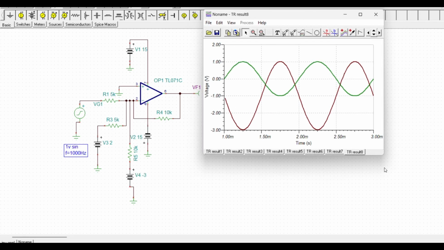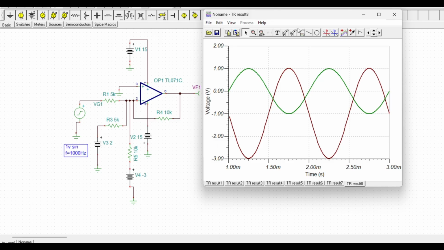This is the waveform we were provided. In this waveform, VF1 is the output and VG1 is the input. VF1 is the red waveform. The offset is -1. That means the waveform starts from -1. The amplitude is 2. That means 1, 1. That means 2, -3, the maximum peak values, which we were expecting according to the calculated value.